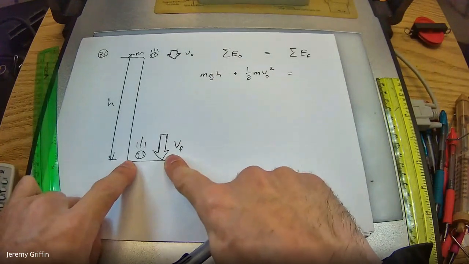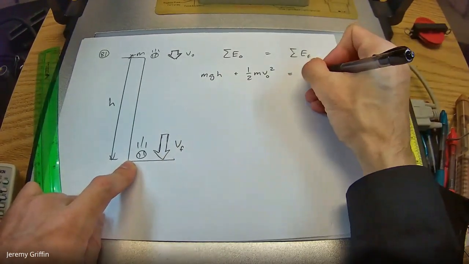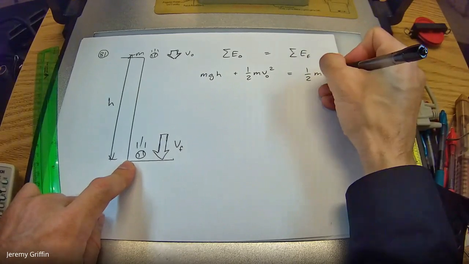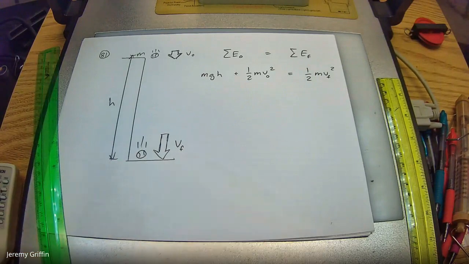Down here, what kind of energy? It's all kinetic. Okay? It's all 1/2 mv squared, and this would be v final. Is that true? Because the height's defined as 0 at that point, so potential energy's gone. Right?